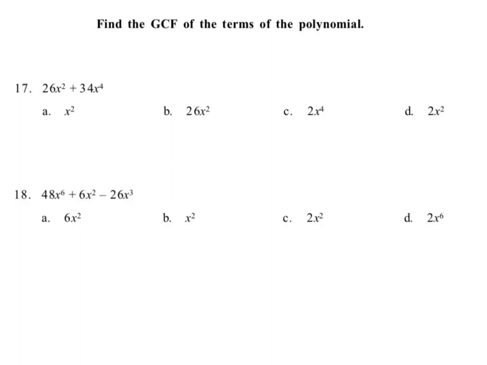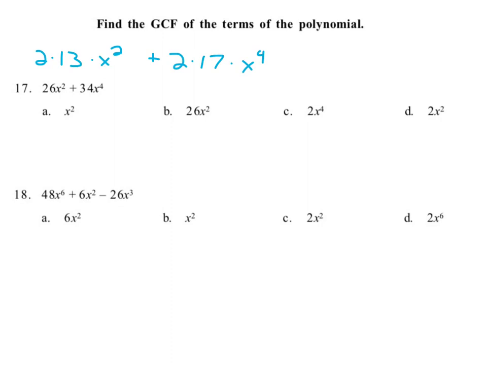Okay, we're finding the greatest common factor of these. One of the things that you want to do is just know how the coefficients break down. So I'm going to write this out. 26 is actually 2 times 13. That's the primes that make it, right? Times x squared. Okay, and then next term is 34, which is 2 times 17 times x to the fourth.